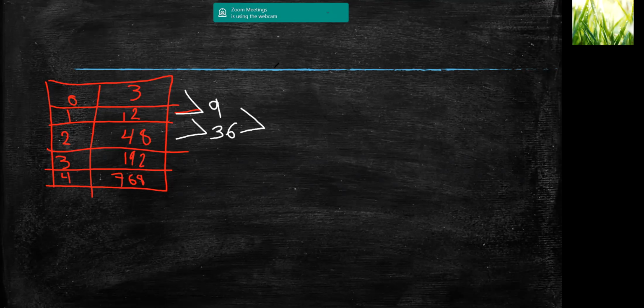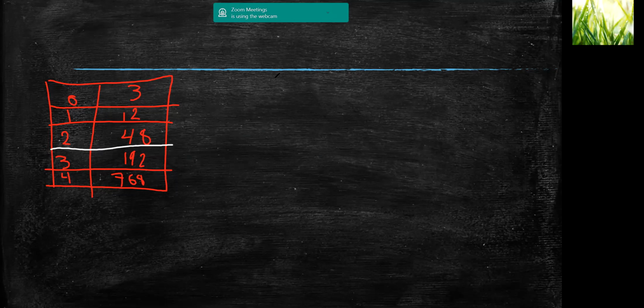Here, 192 minus 48, if you subtract them, you will get 144. Now look at the second difference. 36 minus 9, it is 27. And 144 minus 36, it is 108. Is the second difference common? No. So it's not linear, it's not quadratic. Let's see now the ratios, if we have a common ratio or not.